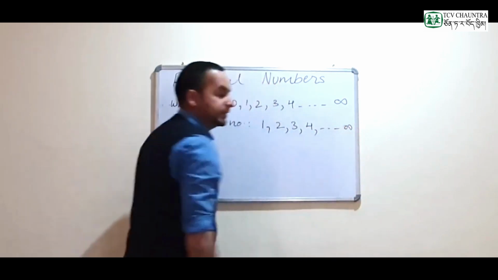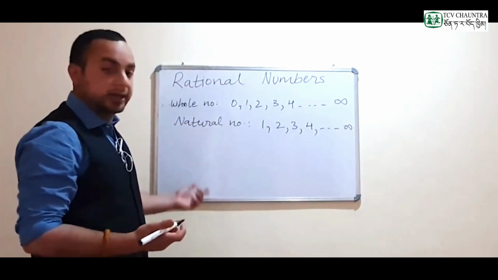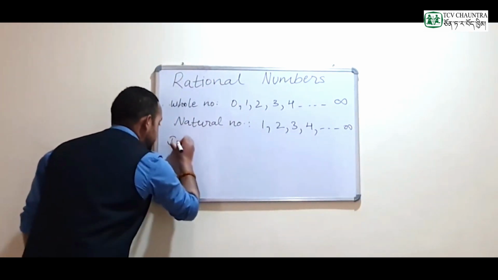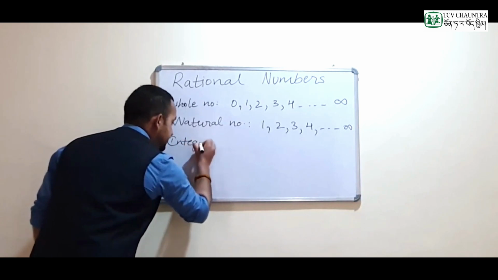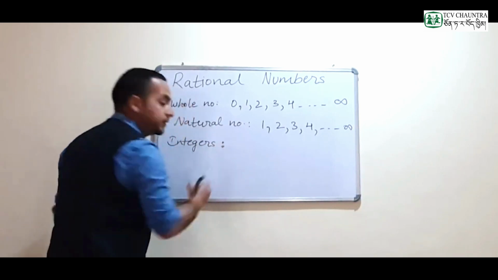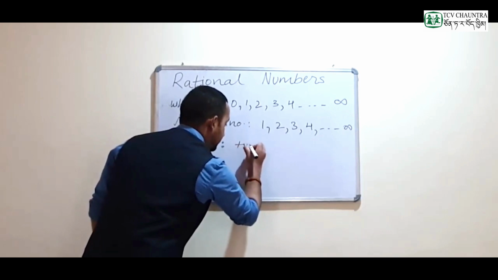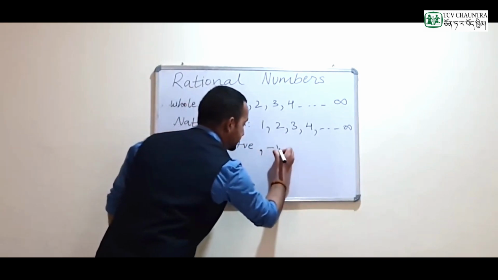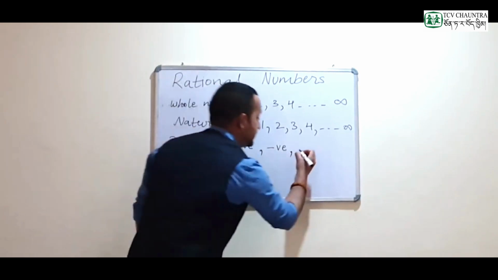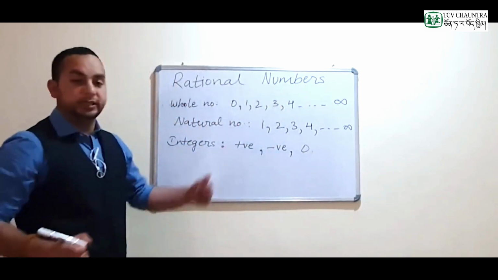And the next term is integers. In integers we have positive numbers, we have negative numbers, and even 0 is also included in integers.